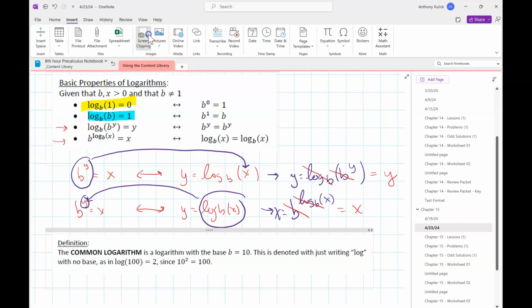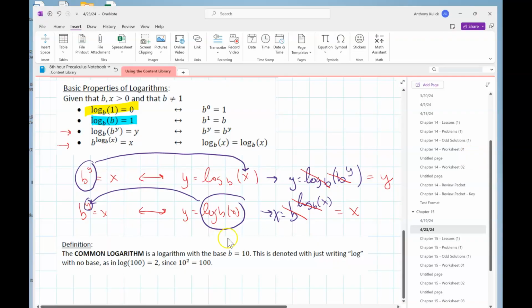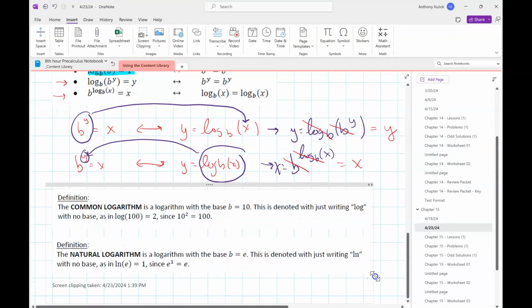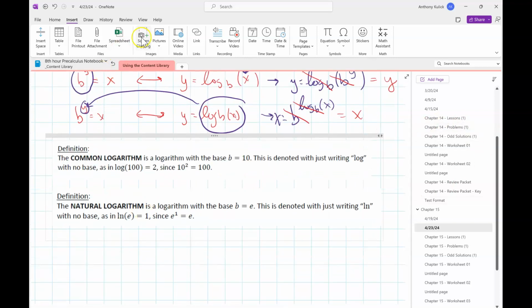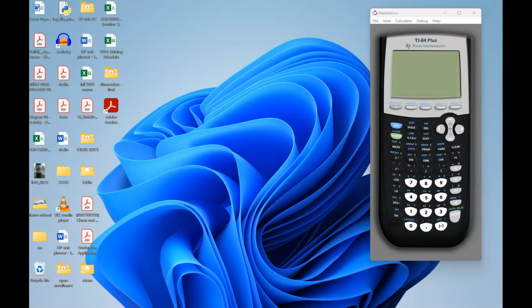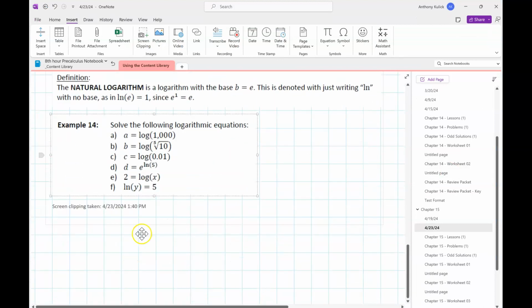The other is the natural logarithm. The natural logarithm is log base e, and the symbol we write for the natural logarithm is the letters ln. So if you see the letters ln, that means log base e. Remember, e was that number we talked about last lesson, that 2.7 and so on.